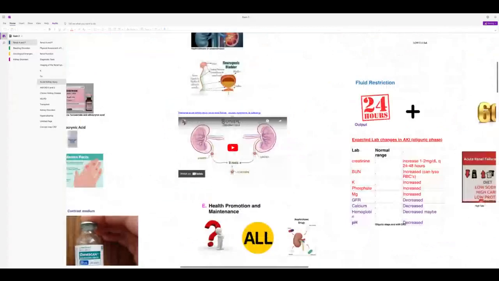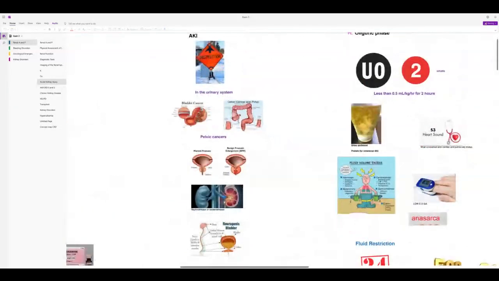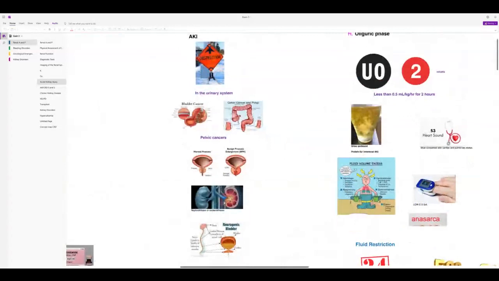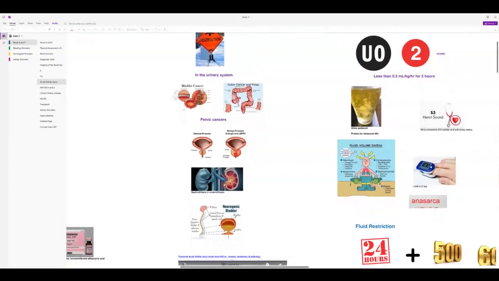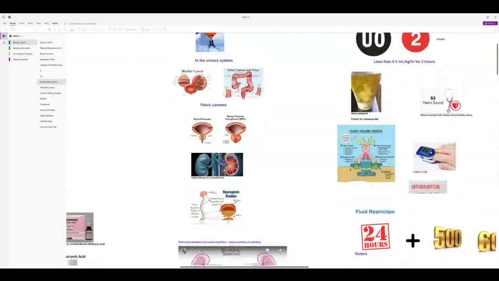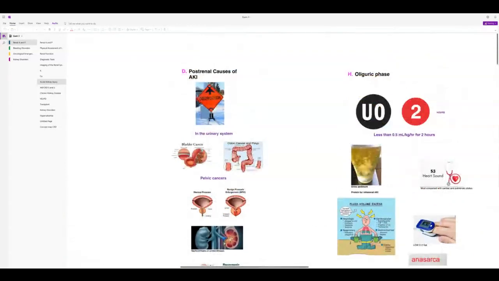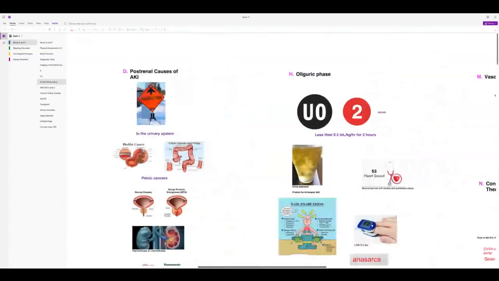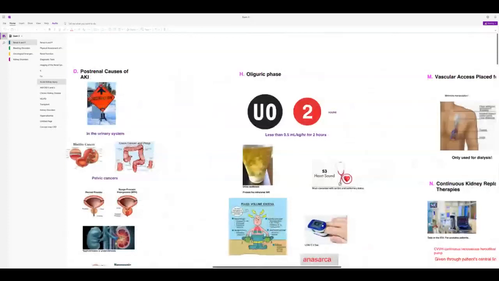All right, post-renal causes include things in the urinary system, like cancer pressing on the ureters, or renal calculi, or a neurogenic bladder. Okay, so those are post-renal injury causes. Now, you're going to need to know the labs in the oliguric stage, the diuretic stage, and the recovery stage, like which way they go.